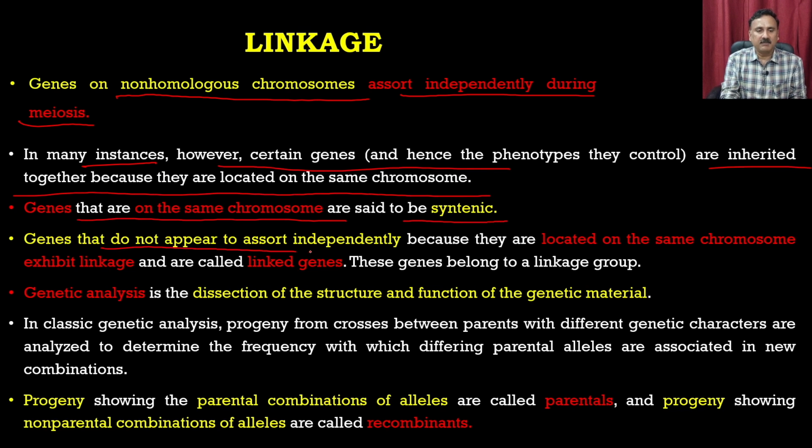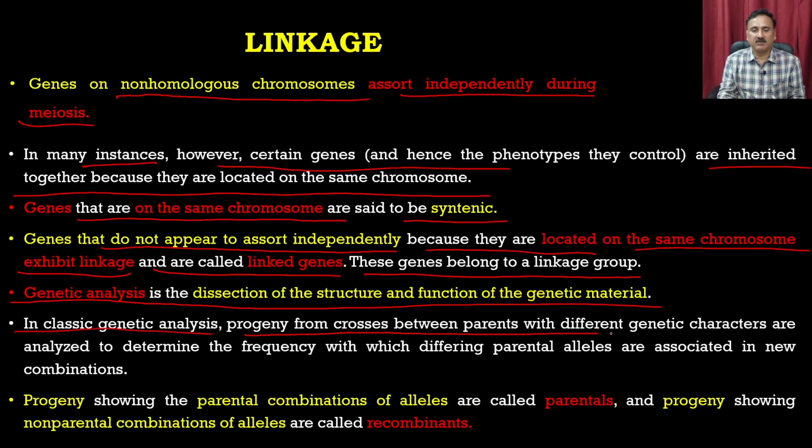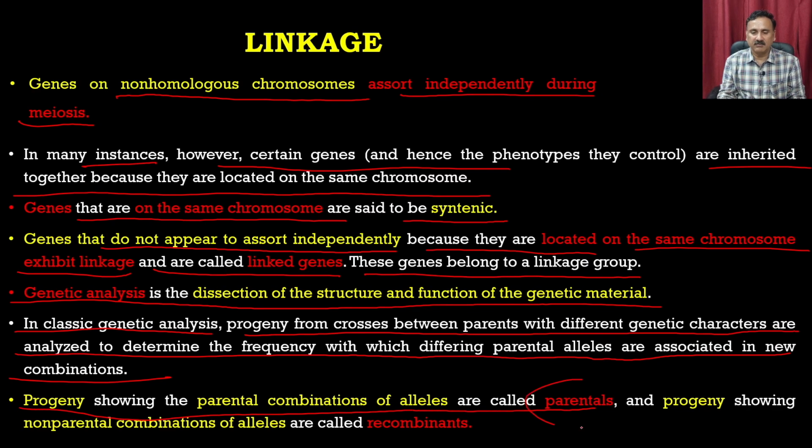Genes that do not appear to assort independently because they are located on the same chromosome exhibit linkage and are called linked genes, and these genes belong to a linkage group, right? Genetic analysis is the dissection of the structure and function of the genetic material. In classical genetic analysis, progeny from crosses between parents with different genetic characteristics are analyzed to determine the frequency at which different parent alleles are associated in new combinations. The progeny showing the parental combination of alleles are called parentals, and the progeny showing the non-parental combination are called recombinants.